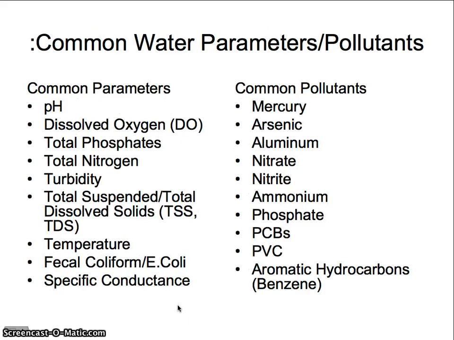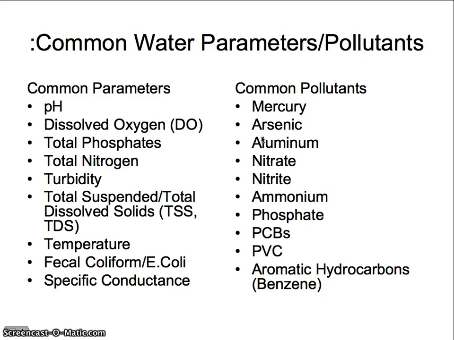Now there are very common pollutants that we'll talk about in a little bit more detail in the next class, which affect the health of the watershed. So these are common pollutants that we talk about often. Things like mercury, arsenic, aluminum, nitrates and nitrites, which are fertilizers, as are ammonia and phosphates. And then we also have things like benzenes and PCBs, which are all common pollutants of water.